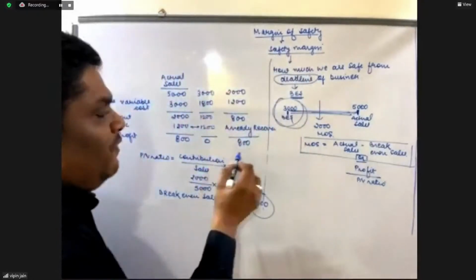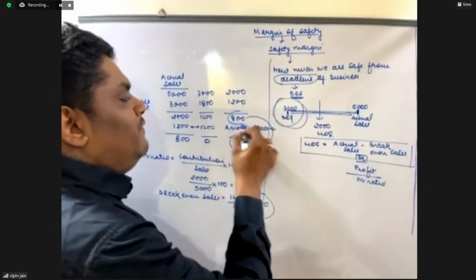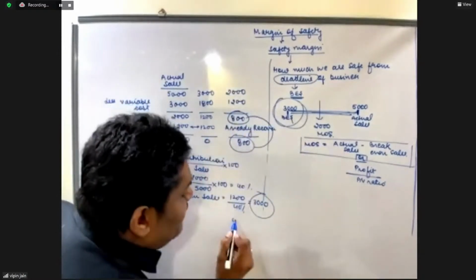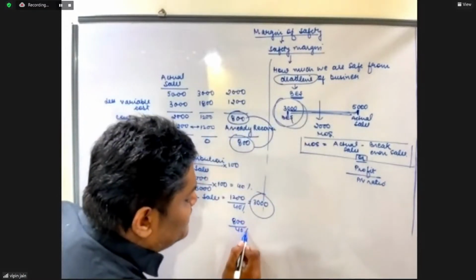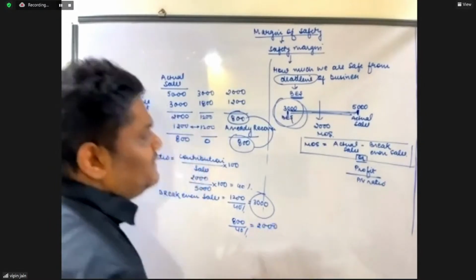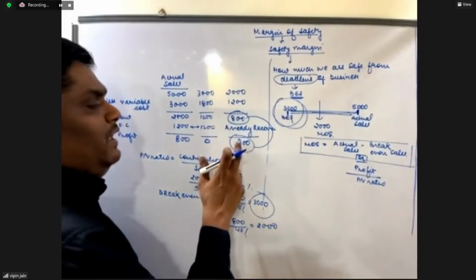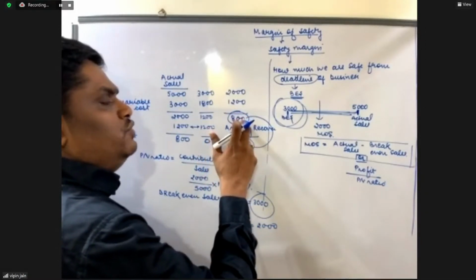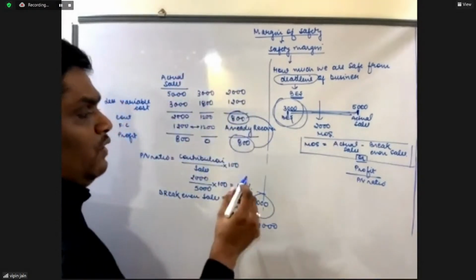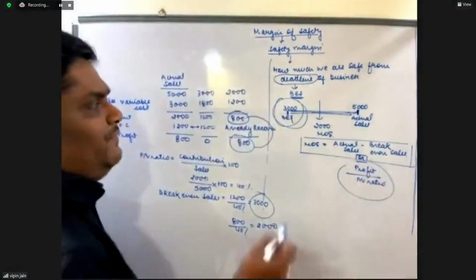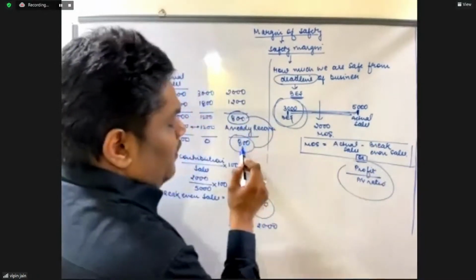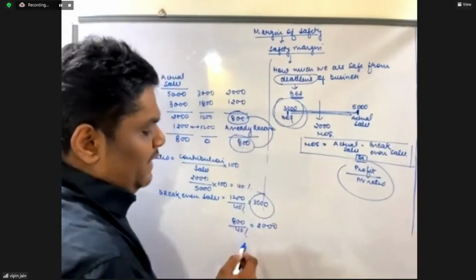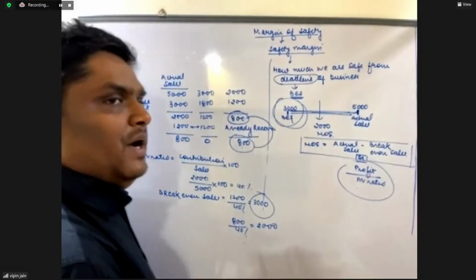So herein, my profit is 800 and my contribution will be equal to profit in case of margin of safety. So 800 divided by 40%, that is 2,000, is what? My margin of safety. So 800 is my profit plus 0 fixed cost, my desired contribution, divided by PV ratio. So when talking about the formula for margin of safety, profit plus 0 desired profit is equal to contribution. Contribution divided by PV ratio is what we call the margin of safety.